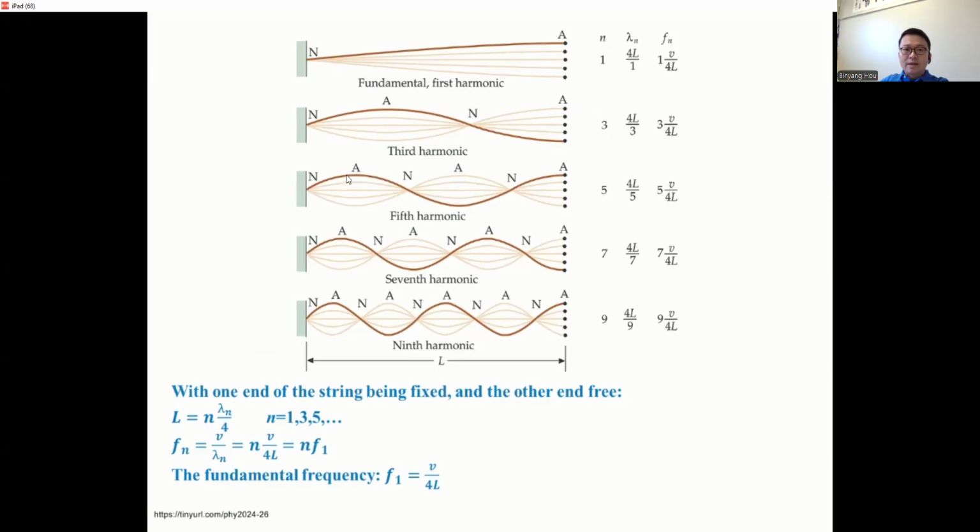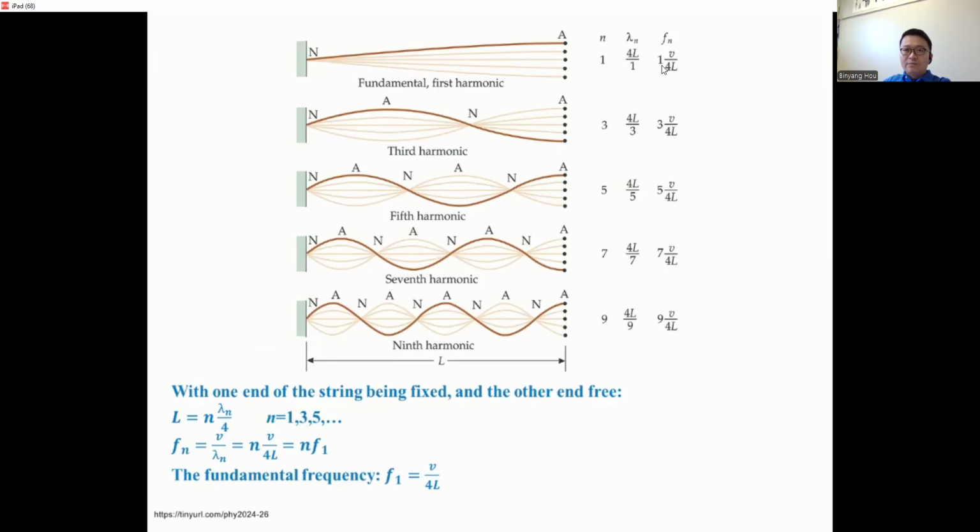And then the next one we will call the fifth harmonic, because this length is equal to 5/4 of the wavelength. This is 1/4, this is 3/4, 5/4, and then this one will be 7/4, 9/4. In that case, the wavelength would be equal to 4L divided by 1, and then 4L divided by 3, 4L divided by 5, 4L divided by 7, 4L divided by 9, etc.